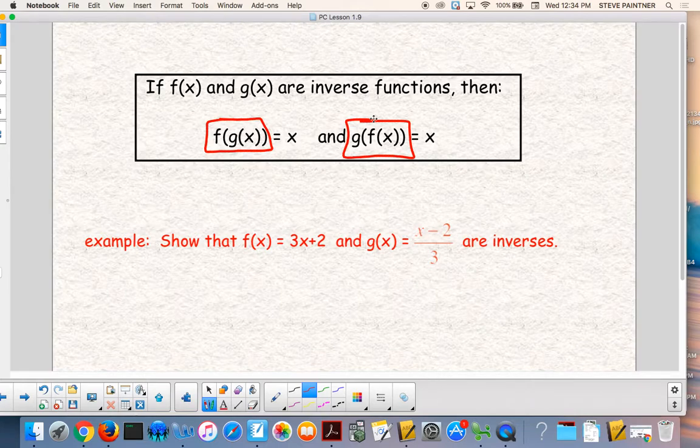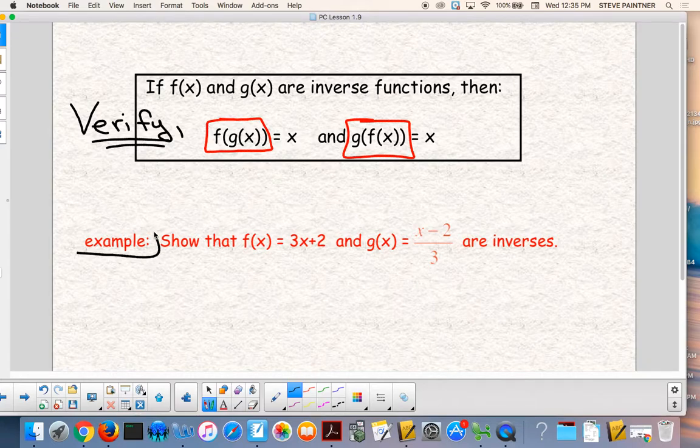So you have to do this, and the word they're going to use for you today is this. You might want to copy this part down. You will have to do this. And the word is verify. Verify that this is going to work. If you took the composite and the other composite and you get x and x, you know they are inverses.